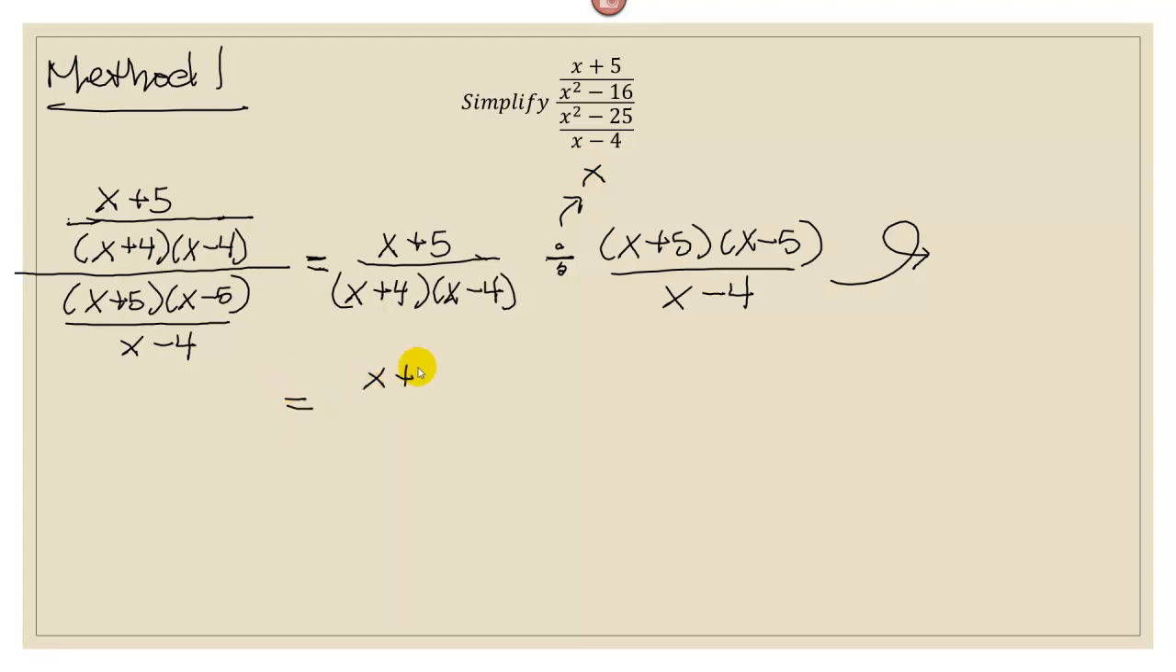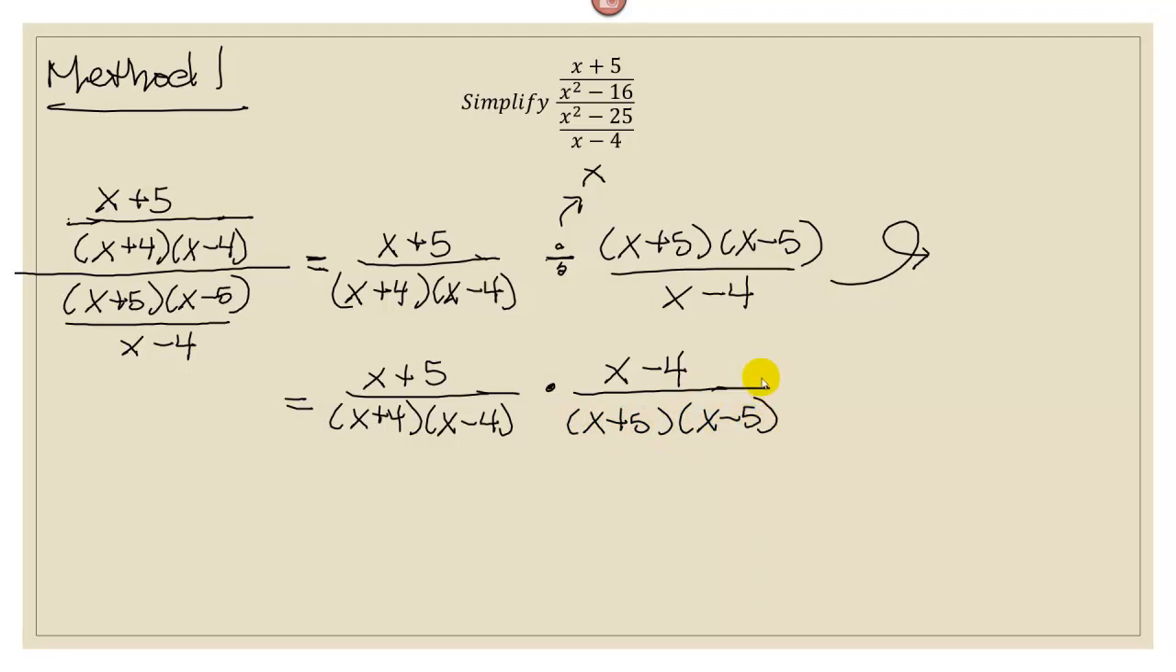So we have x plus 5 over x plus 4 times x minus 4. And again, you're going to leave the original fraction alone. Then we have a multiplication. Since we're making a multiplication, we need to flip over, do the reciprocal of the second thing. So let's do the reciprocal. We have x minus 4 over x plus 5 times x minus 5.